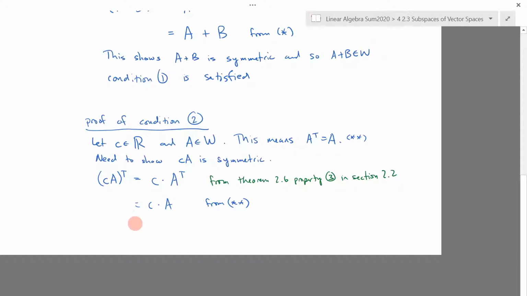Okay, so C times A is also in W, and condition 2 is satisfied.